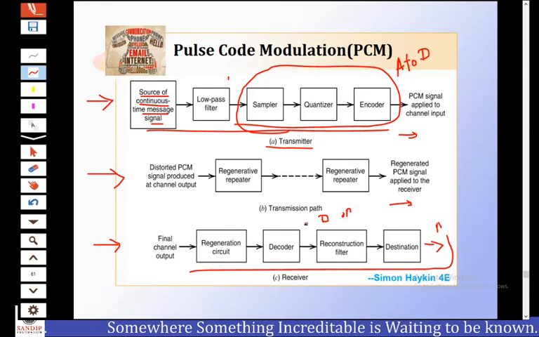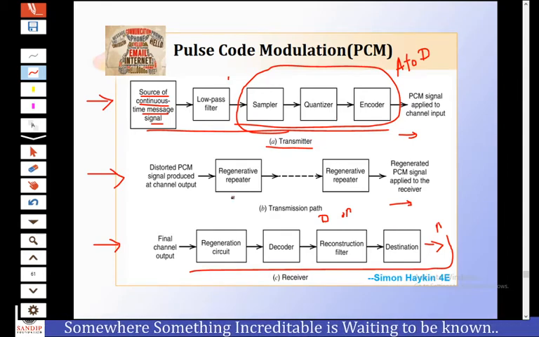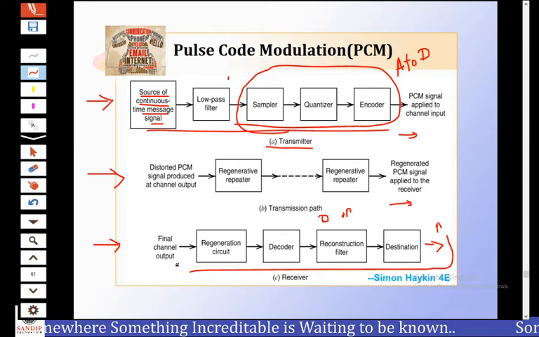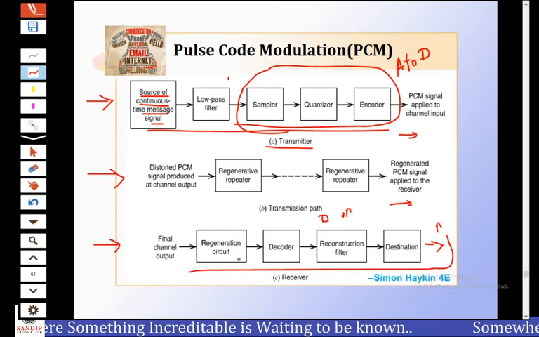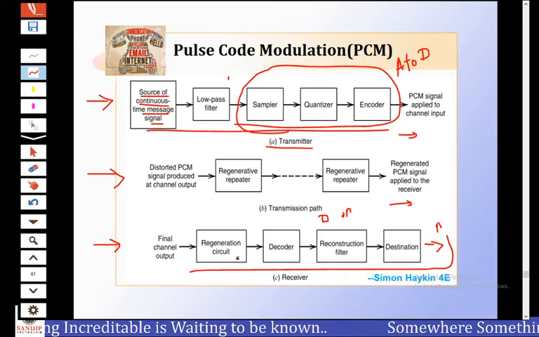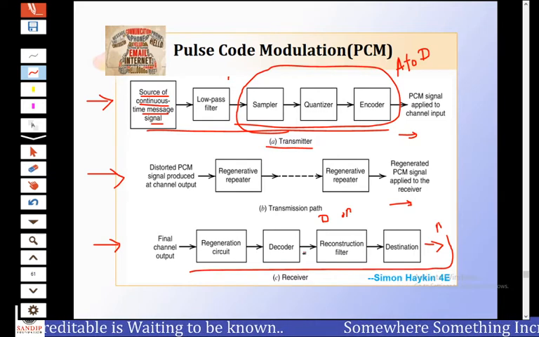The work of the receiver is exactly opposite to the encoder side. So this is the final channel output applied to a regeneration circuit, which means we have to boost the amplitude and voltage level of that signal. Then it is applied to the decoder part.